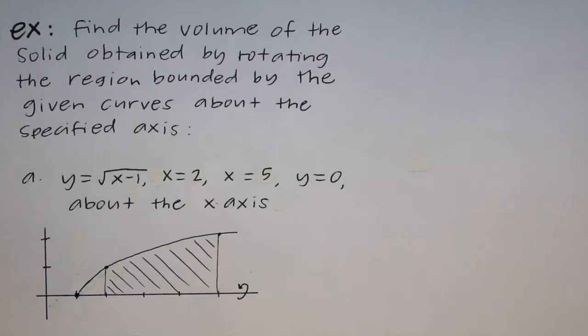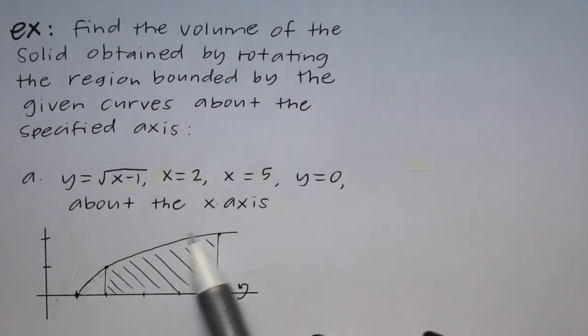This example says find the volume of the solid obtained by rotating the region bounded by the given curves about the specified axis. So for part A, y equals the square root of x minus 1, x equals 2, x equals 5, y equals 0, about the x-axis. So I have the region bounded by the given curves drawn right here. You have your square root graph, it's been shifted to the right 1, and then you have x equals 2, x equals 5, and then y equals 0.